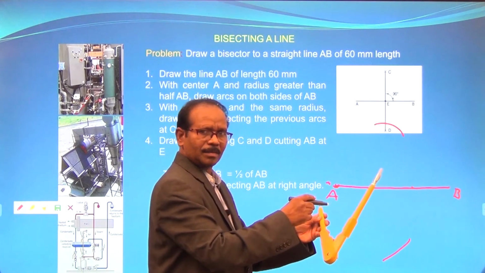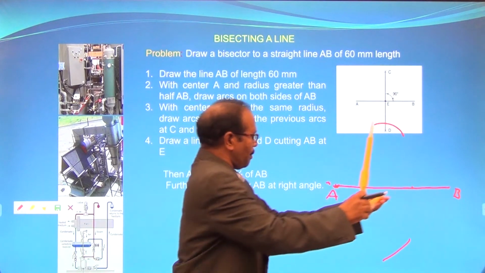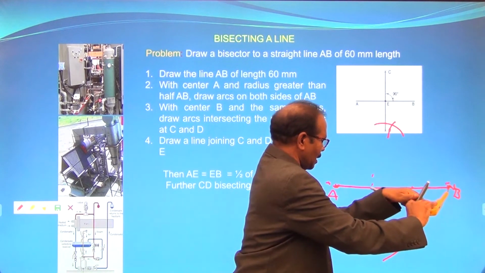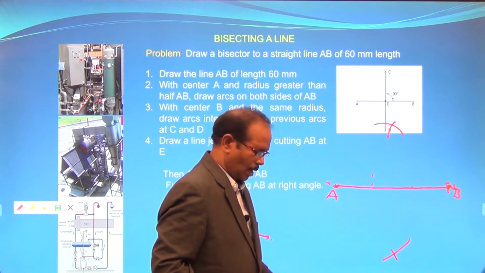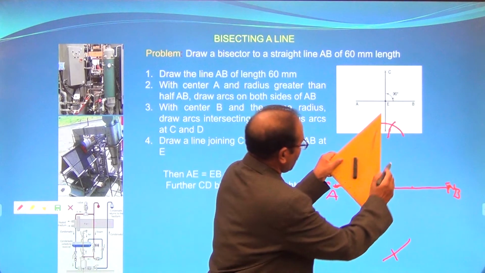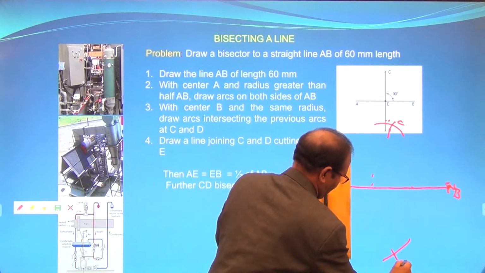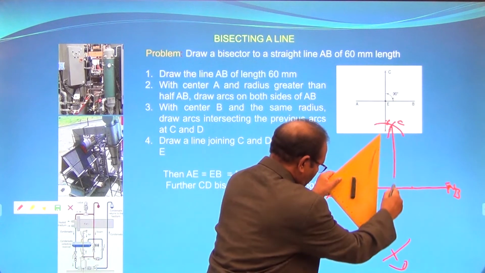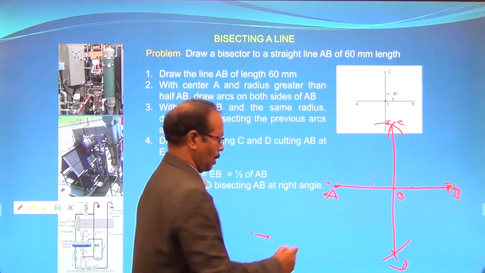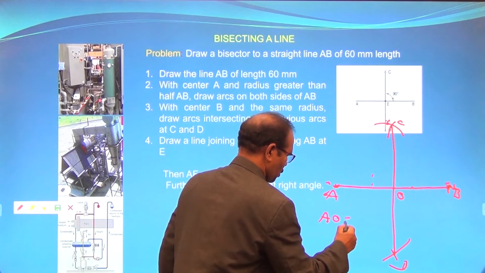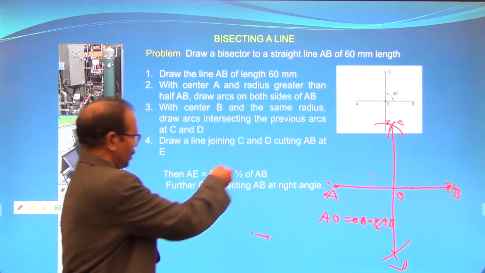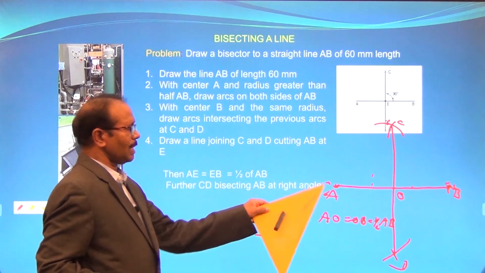With the same radius, now take B as the center and intersect the arcs. Now draw a line joining these two points, C and D. This meets AB at O. Now AO is equal to OB, which is equal to half of AB. It's a very simple problem.